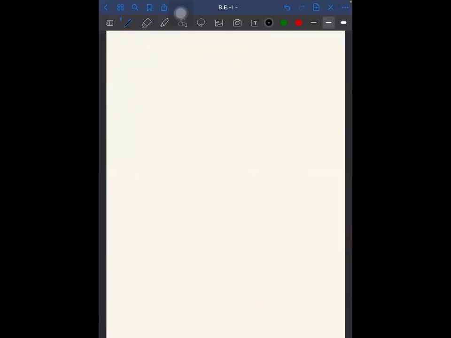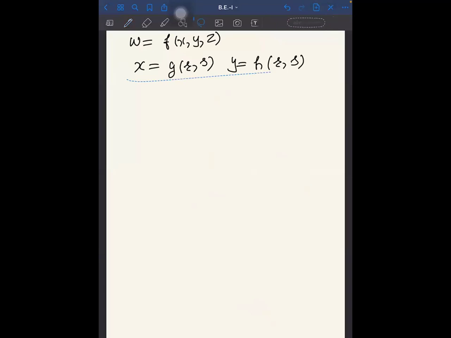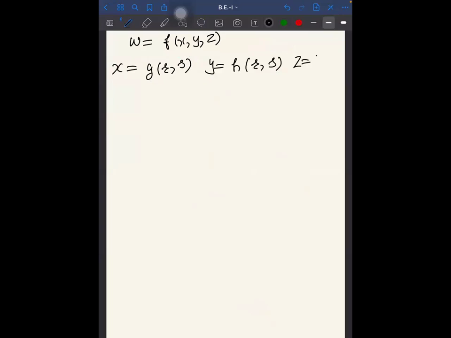Suppose you have a function w, which is of x, y, z. But now your x is some function of two variables r and s, your y is also some function of two variables r and s, and again your z is also a function of two variables, again r and s. So earlier it used to be a function of t only, right? Now this is the function of r and s. Are you with me on this?